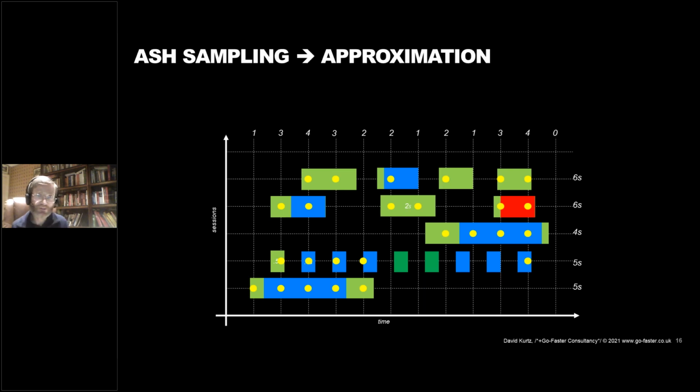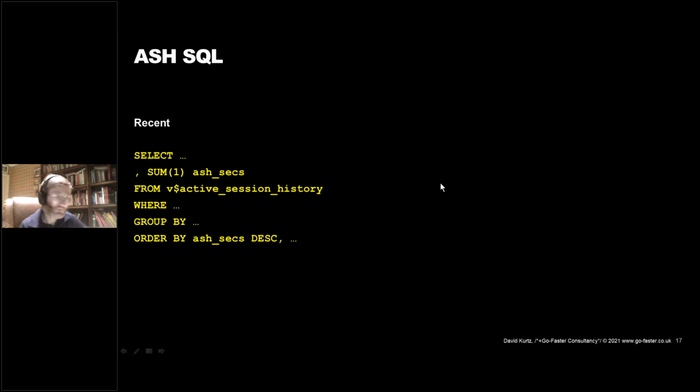So, as I've said, ASH is sampling. It's about approximation. It's about working statistically. The next stage is you start to categorize your ASH samples into different subcategories. And you can start to tell different things about the ASH data and determine what's going on. The key thing with ASH is that you can simply query it in ordinary SQL in order to find out what's going on. And you start to write SQL of this form.